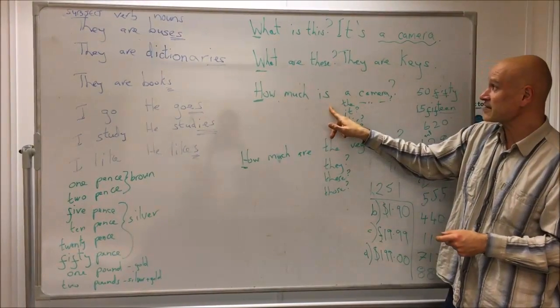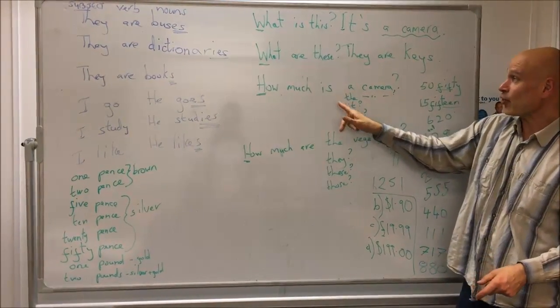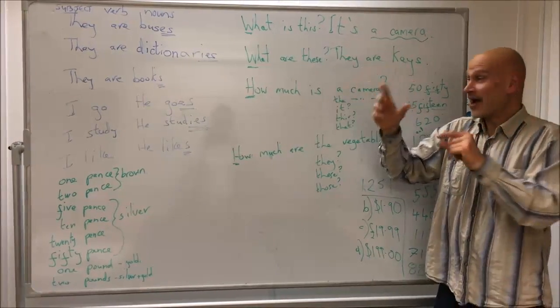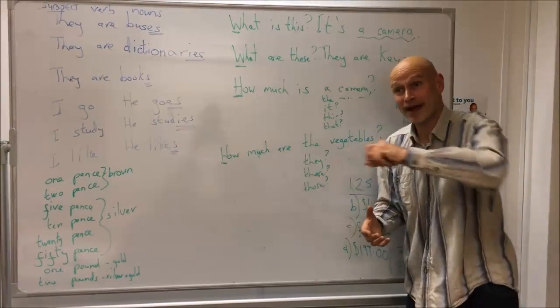How much is a camera? Or you could say how much is the camera? Or how much is it? Or how much is this? Or how much is that? And we say it is, and then we say the money, it is £2.